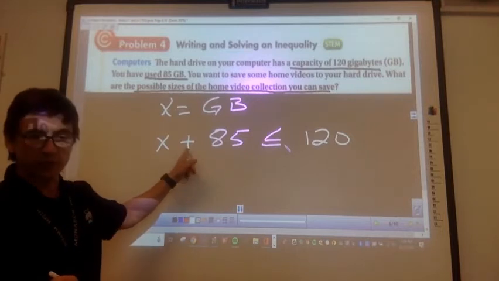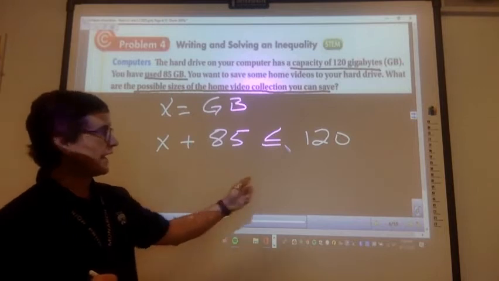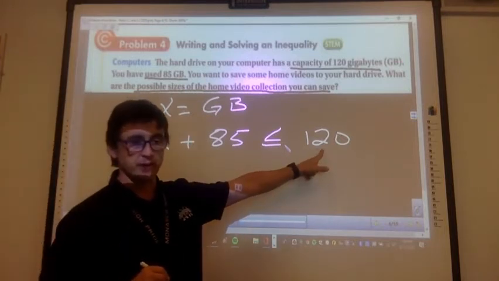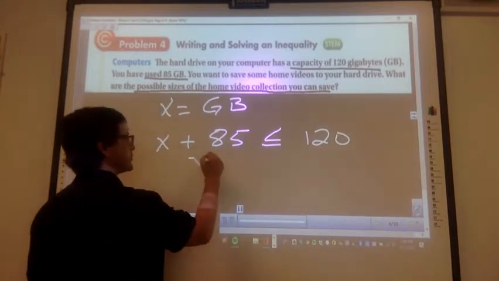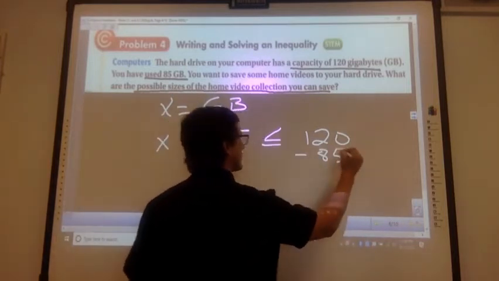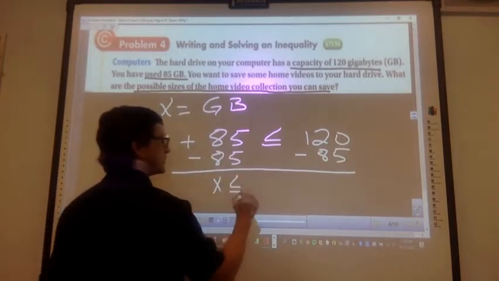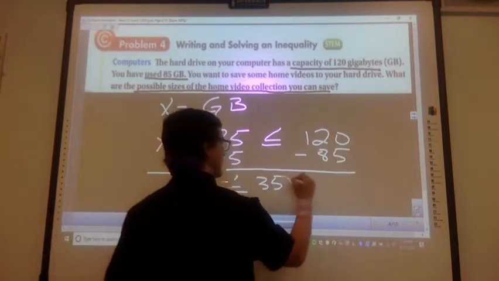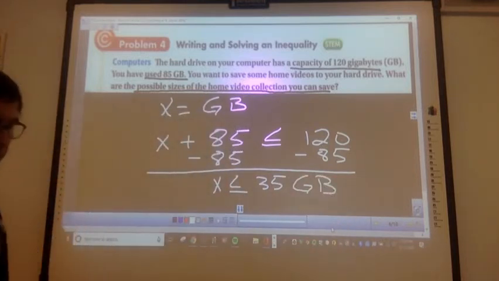So let's say you screwed this up and you did minus 85 instead of plus here, and you would have added 85. You would have ended up bigger than the capacity of your hard drive. So that would indicate you did the problem incorrectly. Here, if we subtract 85, then we get x is less than or equal to 35 gigs. Don't forget those units, right? Otherwise you lose points.